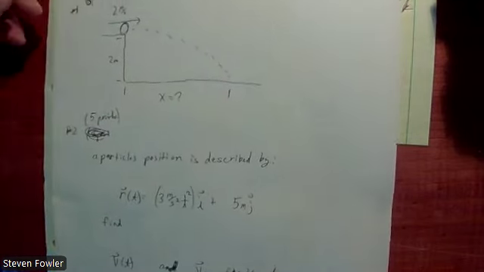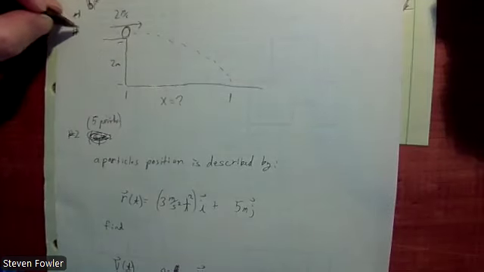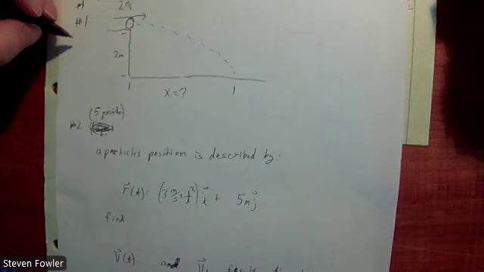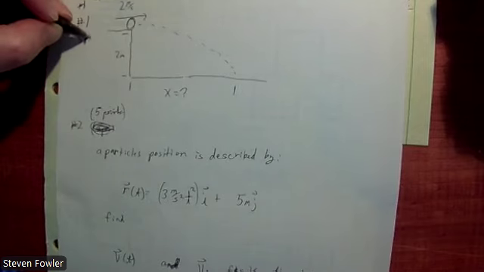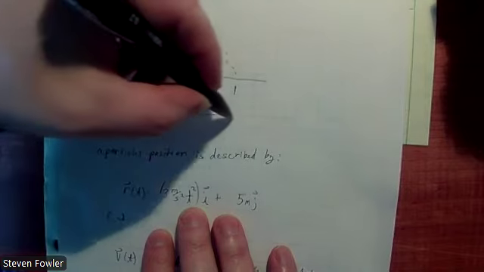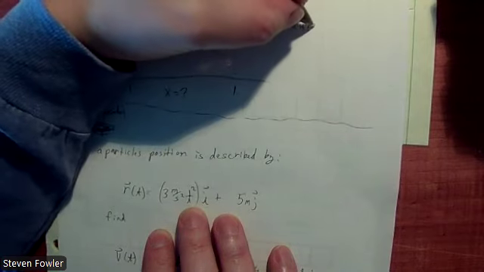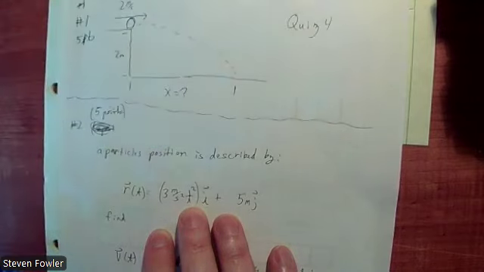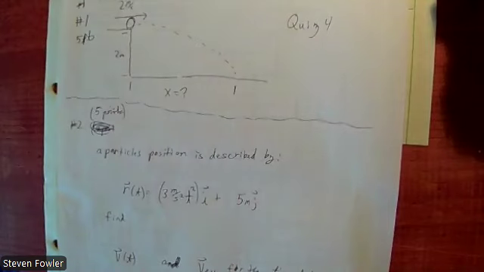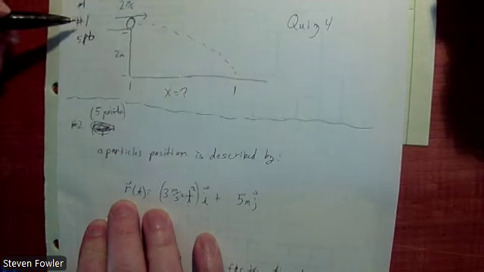This is number 1, a projectile, 5 points. This will be quiz 4. It's going to be an online submission. 5 points. I don't know why the camera's not showing that very well. 5 points for number 1.